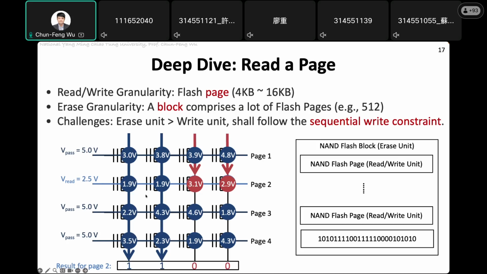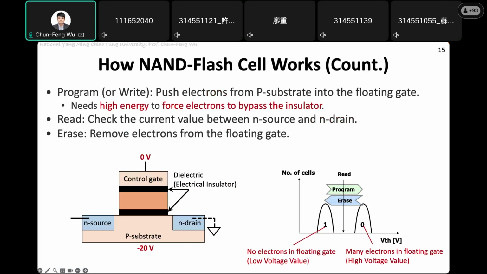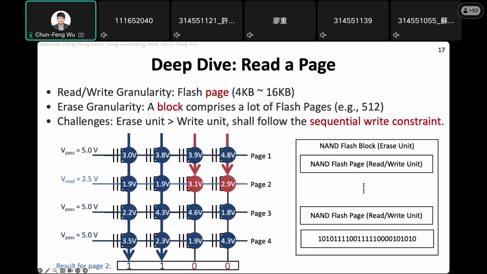But when you are going to remove the electrons from this page, you cannot remove from only one page. You need to remove for all the pages in the same block, because the P-substrate is shared within the block. So for the same block, they are using the same P-substrate. When you apply the minus 20 volt, it means all the pages in this block will be applied at minus 20, so all the pages will be affected. Okay, so the overhead will be super high.